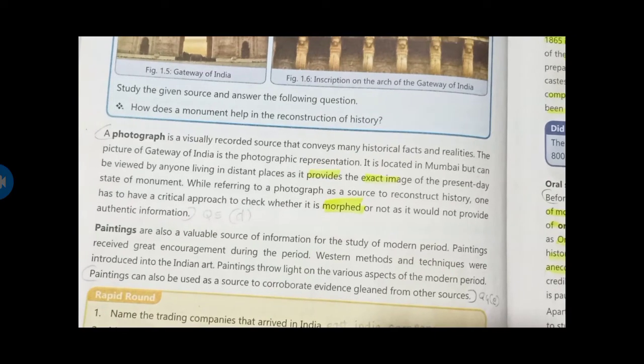But if you can see in your mobile phone, if you click a picture, you will add some filter over there, you will increase the brightness. Because of that, the picture can be changed. So we have to check whether it is morphed or not, and if we see it with our eyes, that would be a good thing. But photographs are also useful for that; there are some disadvantages of it, and advantages also.